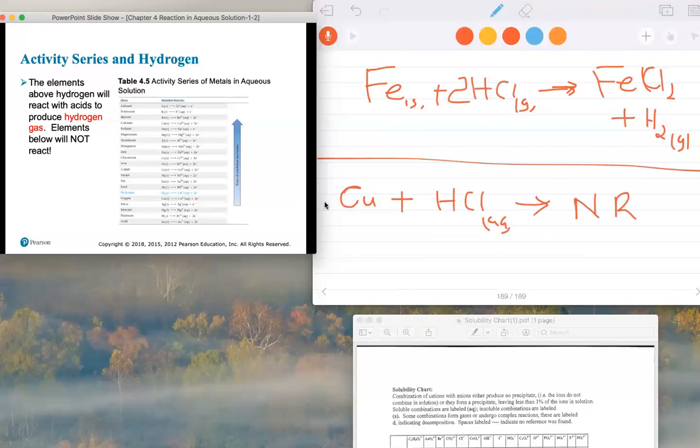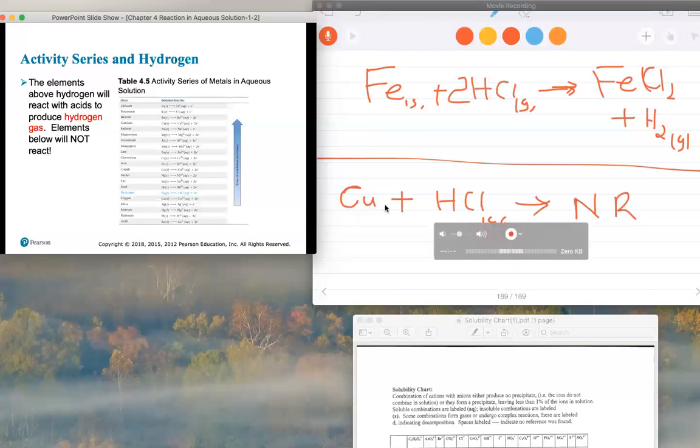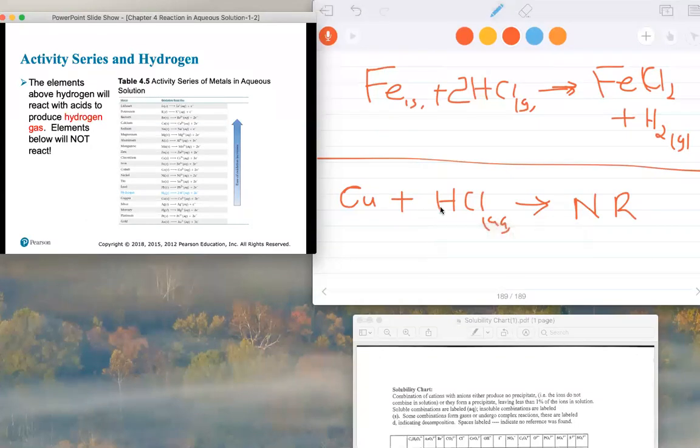So know how to read that: something above replaces something below it. It's got to be a single replacement reaction. Something below it will not replace something above it. Copper is below hydrogen and it will not replace in this case. And if an acid is involved, hydrogen gas will be produced. You know what an acid is. We talked about that earlier on.